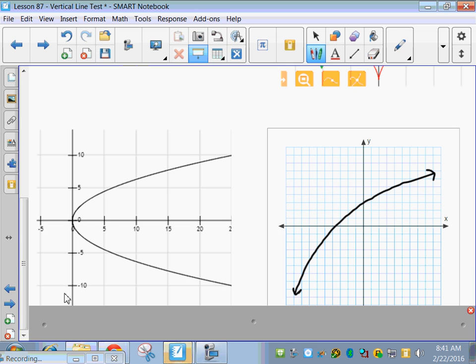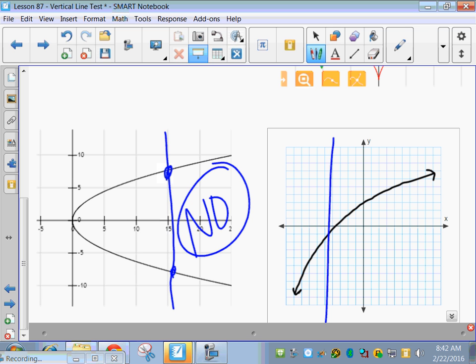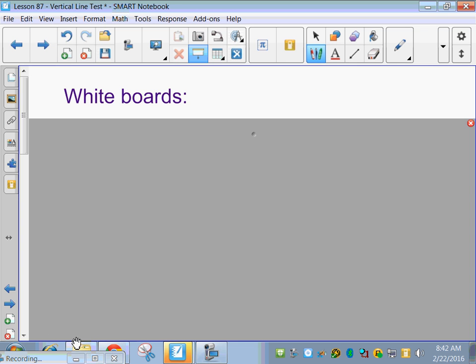How about this graph? We've got a sideways parabola right here. If I draw a vertical line, whoops, okay, how many times does it cross? Twice. Is it a function? No. How about this one? If I draw a vertical line, how many times does it cross? Once. What if I draw it over here? Once. So is it a function? Yes. Okay, if it crosses one time, then it is a function. Let's try it on the whiteboard.